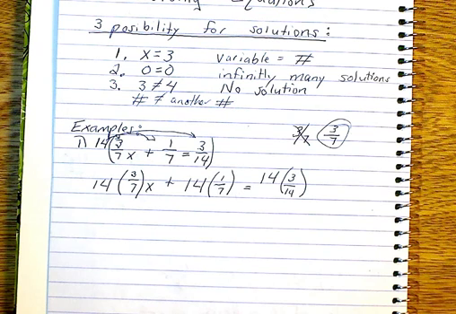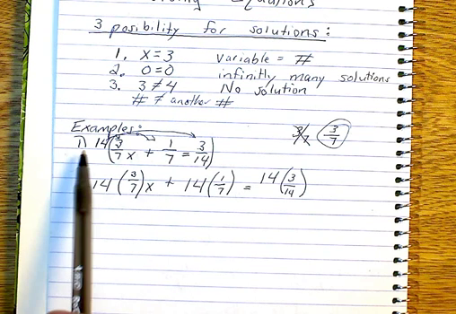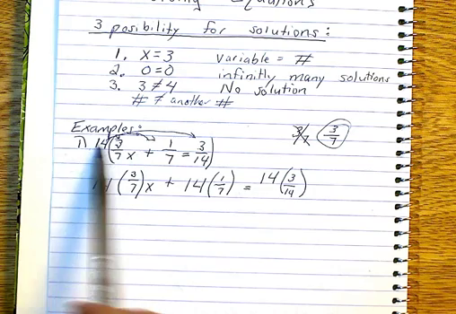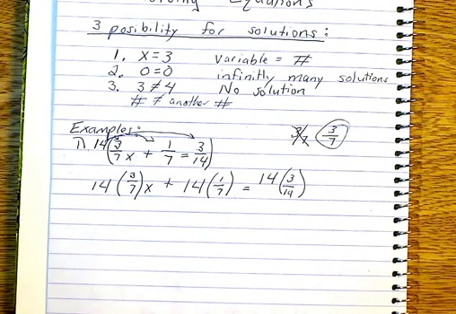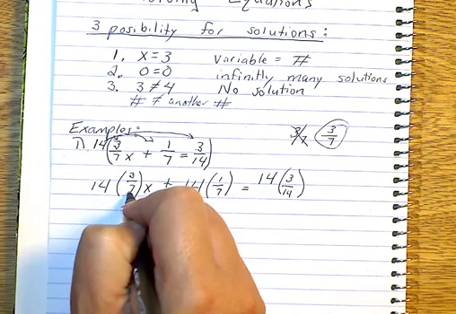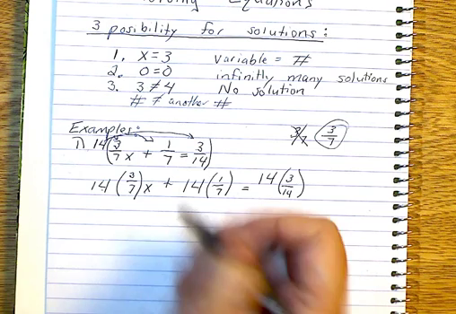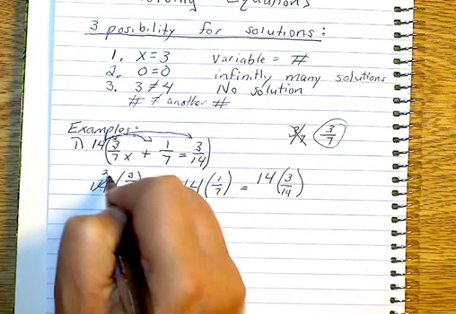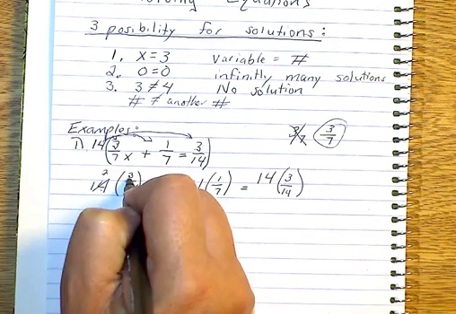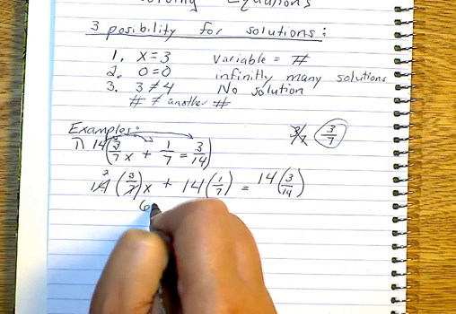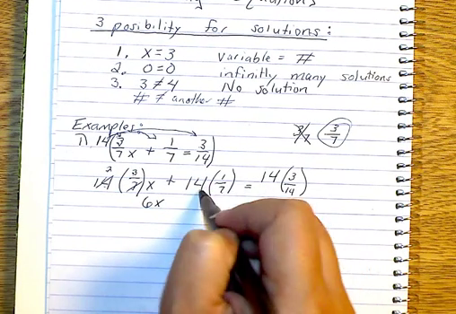So all I did is I'm taking 14 and I'm multiplying it to each one of these. So how many times does 7 go into 14? Twice. So it goes into it twice. So 2 times 3 is 6. So I have 6x. 7 goes into 14 twice.